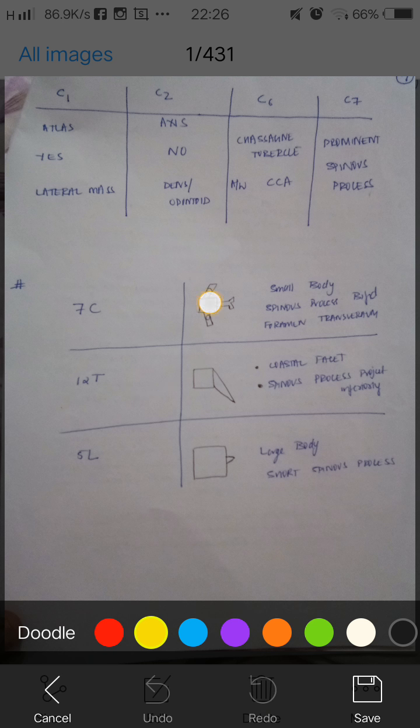And the last one is lumbar vertebrae. I already told you the body is very large and the spinous process is very short. Look at this spinous process, it is a very small spinous process, okay. So there are 7 cervical, 12 thoracic, 5 lumbar vertebrae.